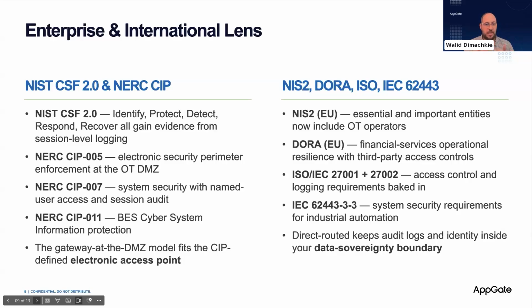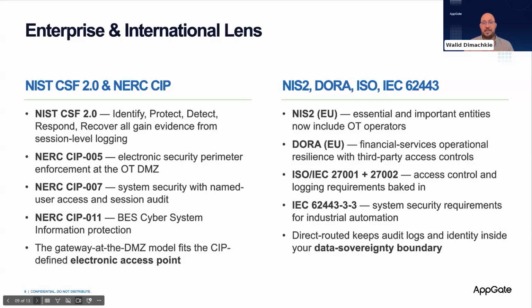NERC CIP 5 is a great example where the ESP, or the electronic security perimeter, is enforcing access at the OT DMZ level. If you are familiar with the Purdue model within OT, we're looking at level 3.5, which is exactly the boundary between the IT level and the rest of the OT network. CIP 7 is another example where we have to keep track of user access and have the ability to perform audits on the sessions themselves and who logged in and who did not log in, who had a successful login, who had an unsuccessful login.